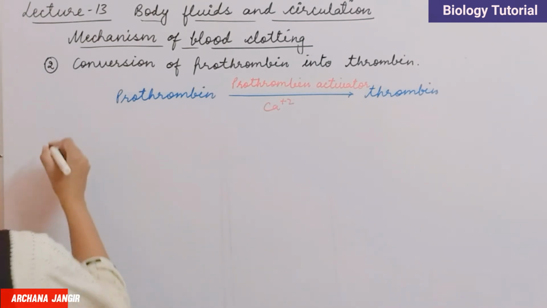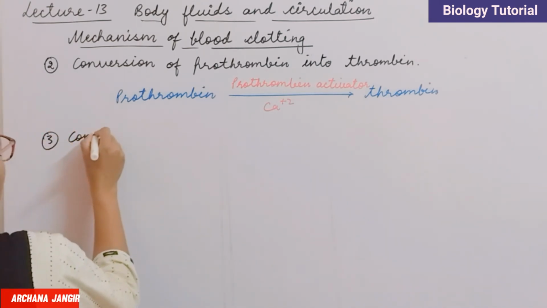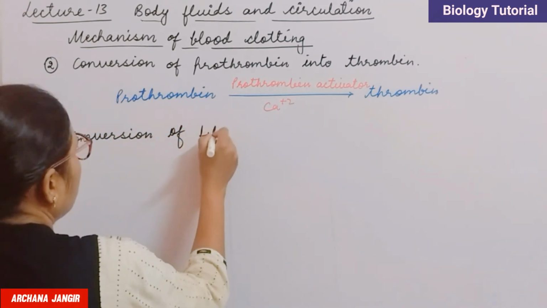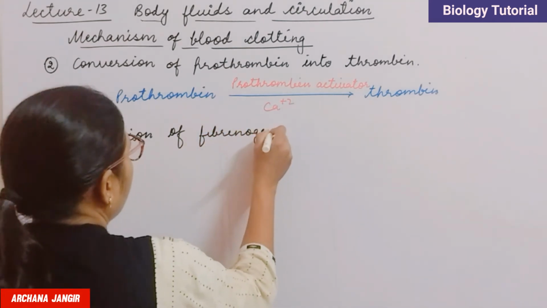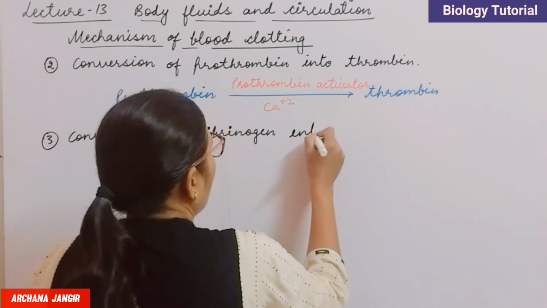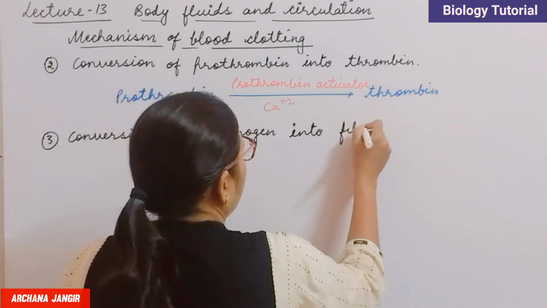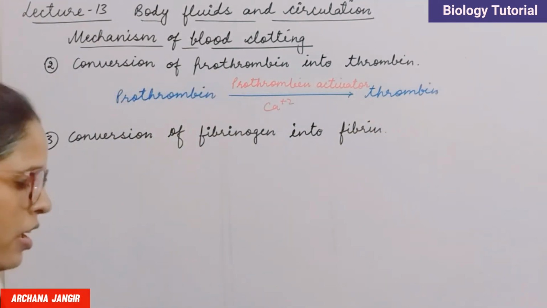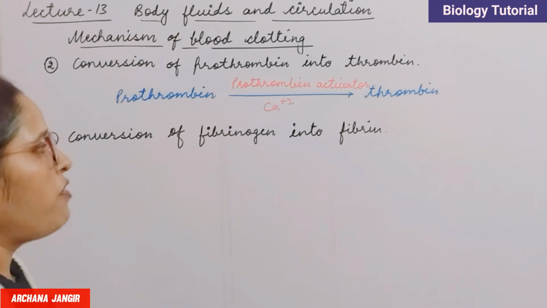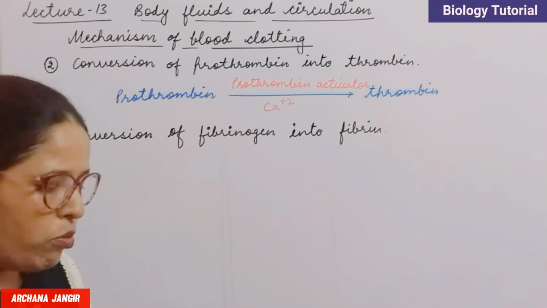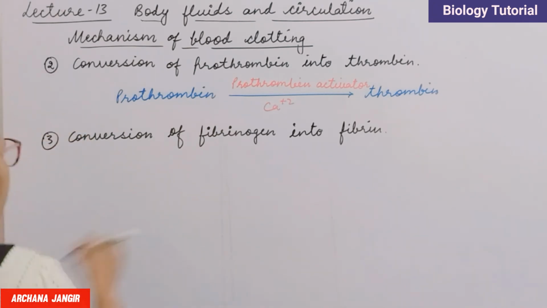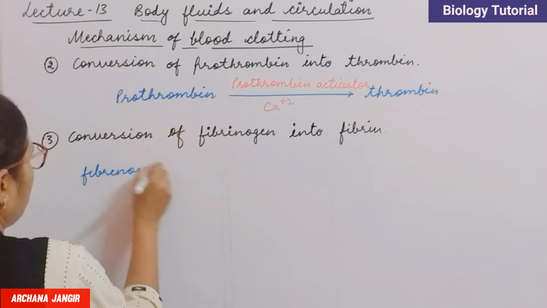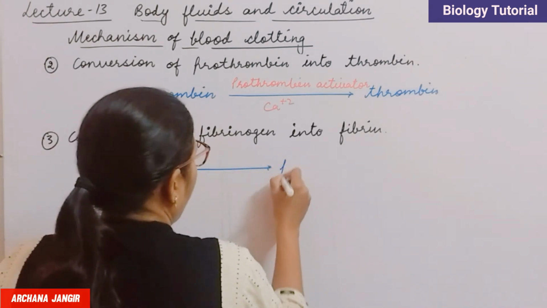And the third process is called the conversion of fibrinogen into fibrin. Fibrinogen is the inactive soluble form and fibrin is the active insoluble form. So what will happen here? Fibrinogen is getting converted into fibrin.